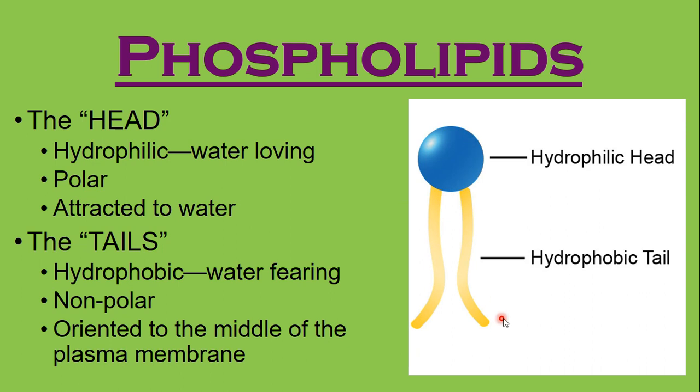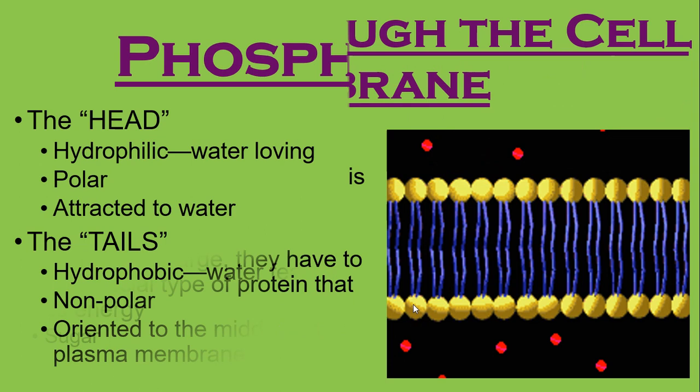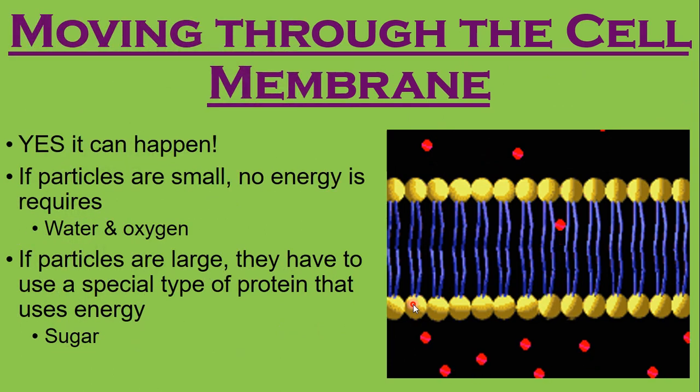The tails, you have two tails. They're hydrophobic, water fearing. There are other fears out there, and in class we usually talk about some random ones students would know, like arachnophobia, the fear of spiders. The tails are nonpolar, and they're oriented into the middle of the plasma membrane so that you have the heads on the outside and the tails in the middle.